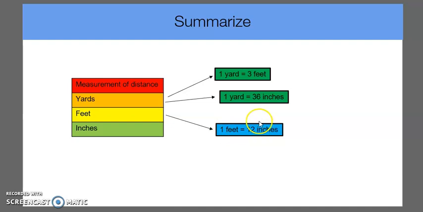So here we know that 1 yard equals 3 feet. We also know that 1 yard equals 36 inches. And lastly, 1 foot equals 12 inches. This information is going to be very helpful for us between the different types of conversions, especially the problems and situations we'll be looking at in today's lesson. So we're going to do a little bit of practice with conversions.